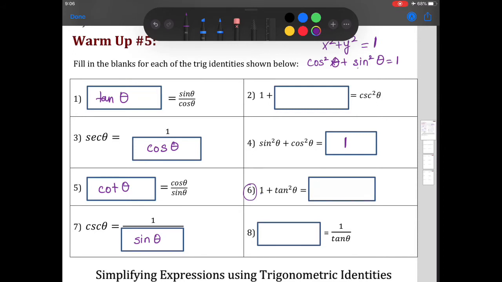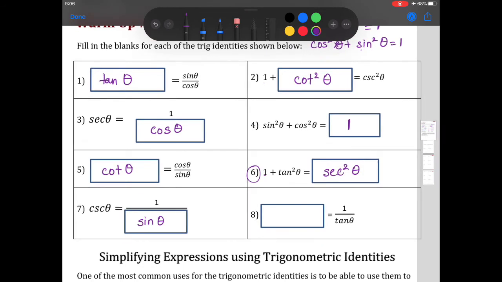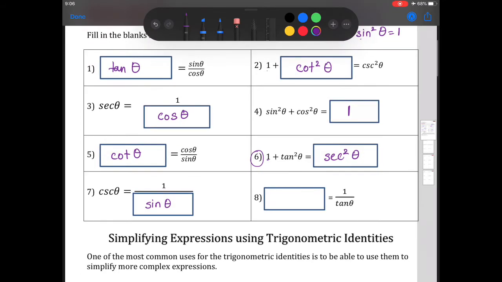So cosine squared over cosine squared is 1. Sine squared over cosine squared is tangent squared theta, and 1 over cosine squared is what? Secant squared theta, right? And if I divide it by sine squared, what do I get? Cosine over sine is cotangent. Sine over sine is 1, and it's just like reversed. So that's where these identities come from. That's a quick way of remembering them. That's easy to remember, and you don't forget them.